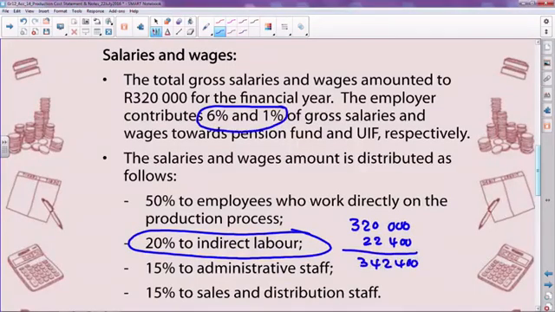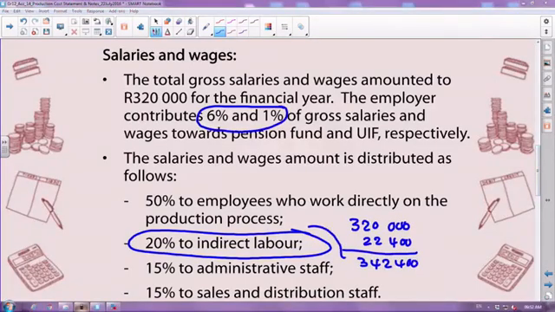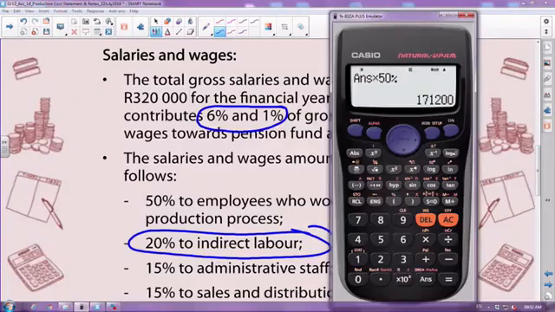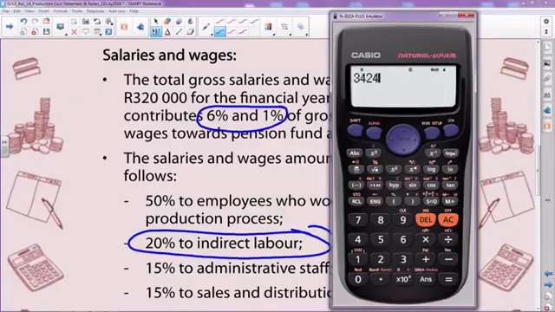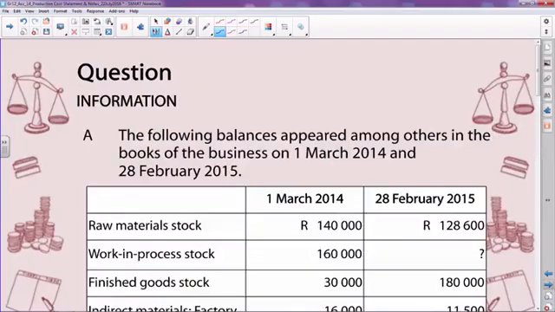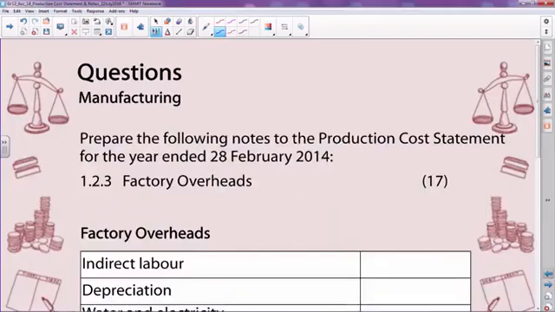But now, you need the 20% of that component, because remember, you want the indirect labor. So therefore, what you do is take your 342,400 times the 20%, because that is your indirect labor, and that gives you a figure of 68,480. Right, so we got 68,480 as our indirect labor. Got it? Next component you need is depreciation.